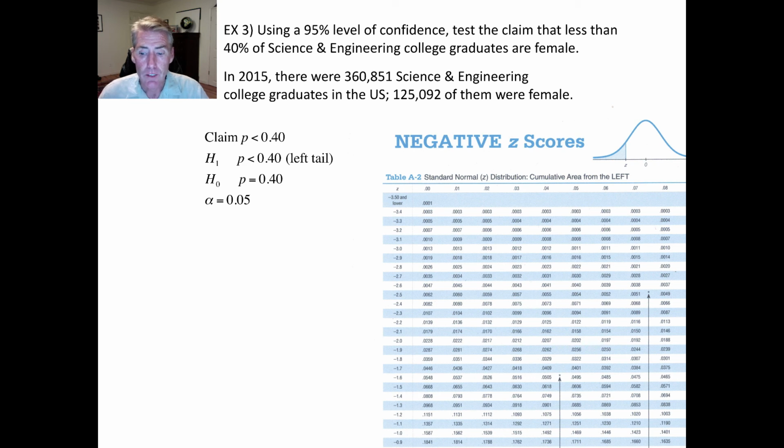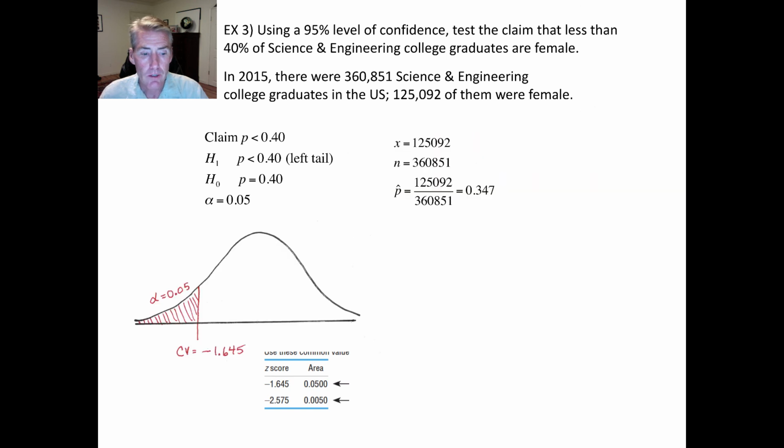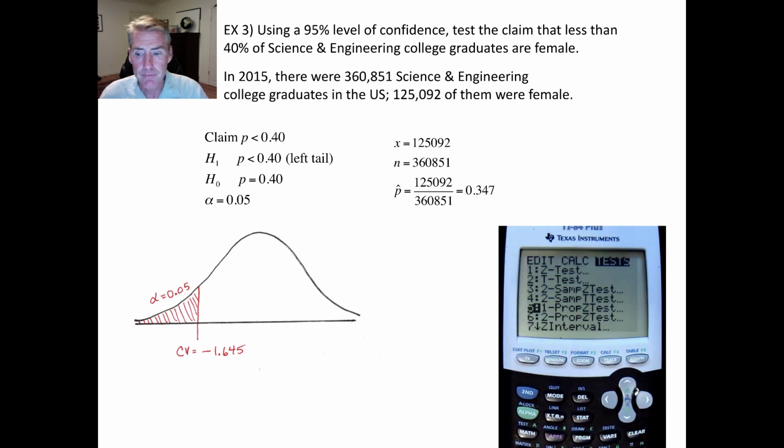Then since it's a left-tailed test, it's actually going to be the same as the last example because this is going to be left-tailed and 0.05, so that's going to be right here in the middle. Again, use negative 1.645. Then draw a pretty little picture, write down the critical value, and then let's use the calculator.